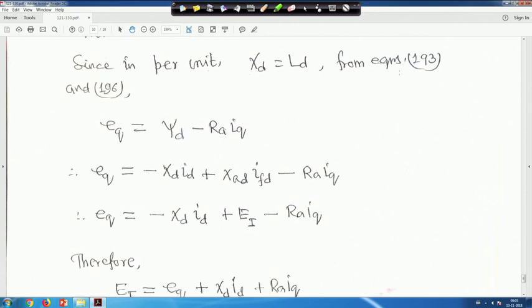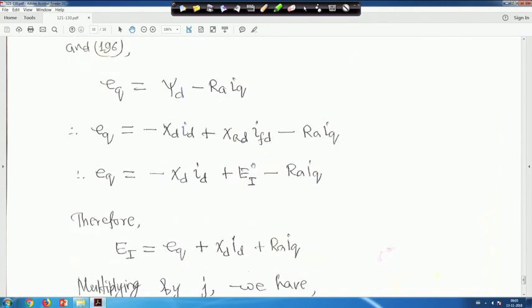Whenever you will go through it, all the previous lecture notes will be available to you. So, immediately you will open that equation 193 and 196, right. So, small EQ will be psi d minus RAIQ, right. Or EQ is equal to substitute expression for psi d, right. Previously, we have derived that. So, minus XDID plus XADIFD minus RAIQ, right. So, this term small EQ is equal to minus XDID plus capital EI minus RAIQ, right.